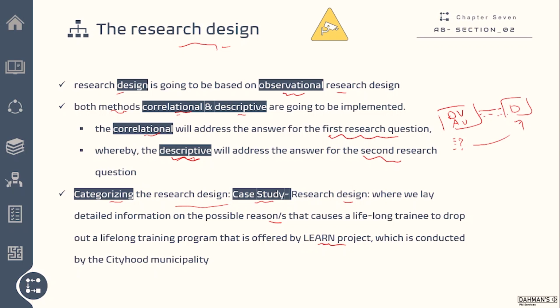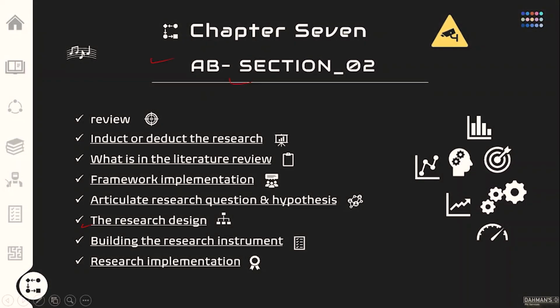In this case, it's a learning project, which is conducted by the cityhood municipality. If you would like to generalize these results, you might want to make sure such results are almost similar or identical in other institutions. So that was the quick review on our research design, and now we are ready to move on.